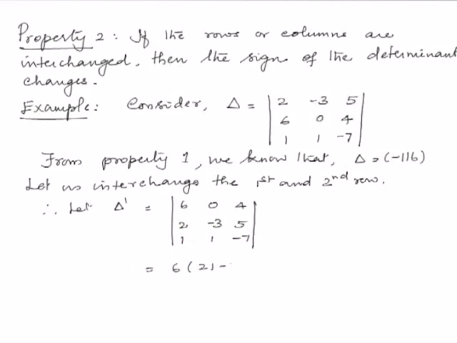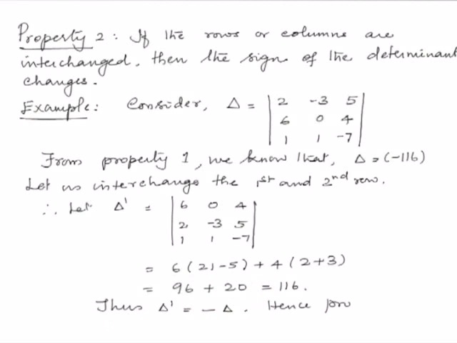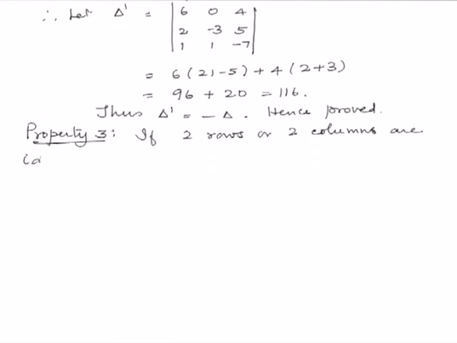minus 7. So that is equal to 6 times 21 minus 5 plus 4 times 2 plus 3, that is 96 plus 20, which is equal to 116. So earlier we got minus 116, now we have got plus 116. Hence we find that there is a difference in sign if two rows or columns are interchanged mutually. Now let us understand the third property.